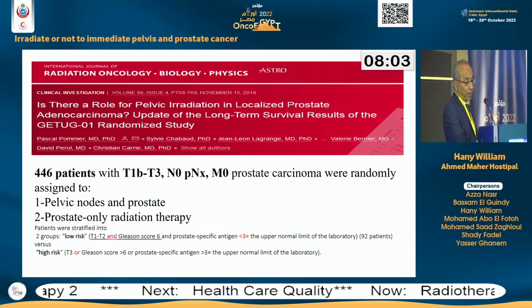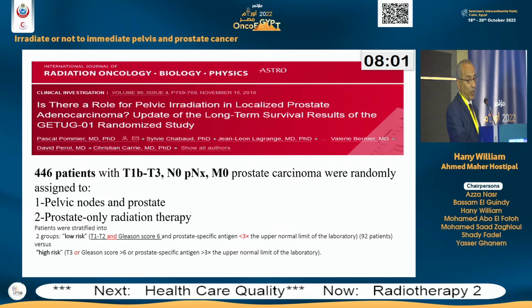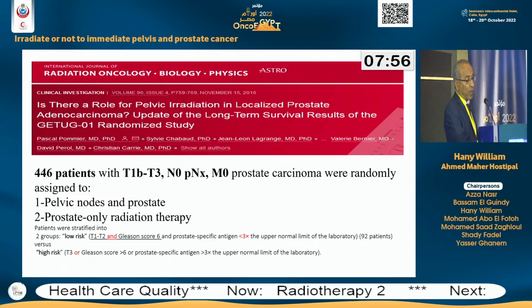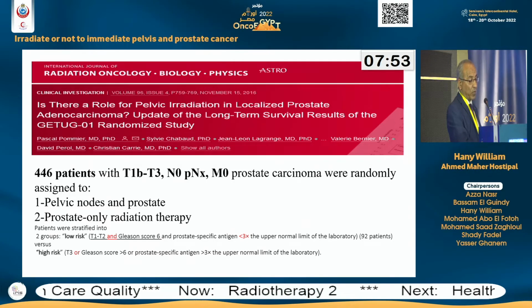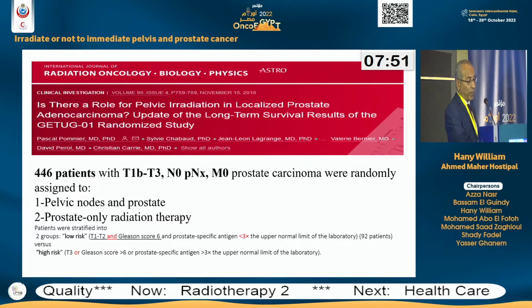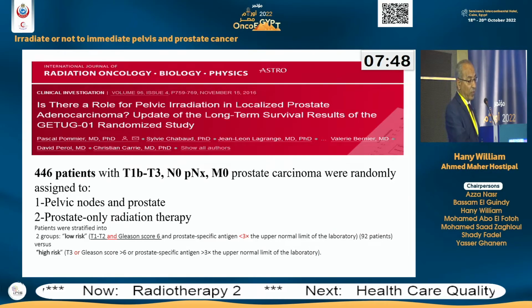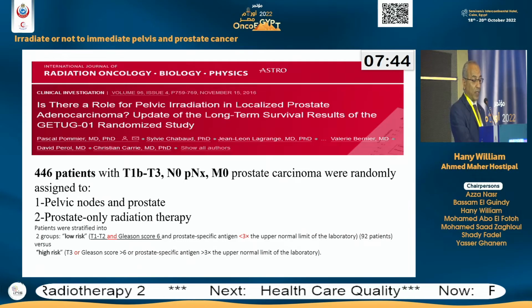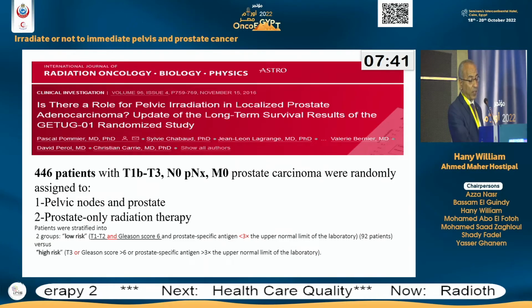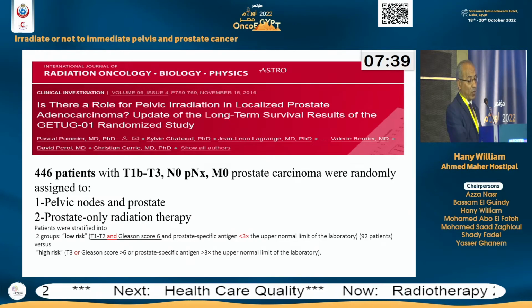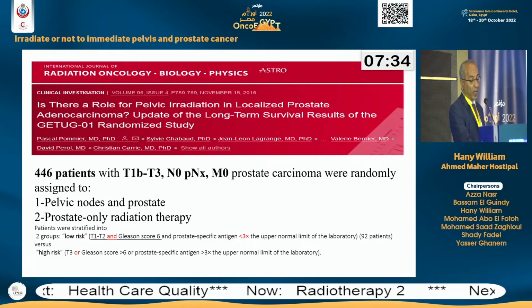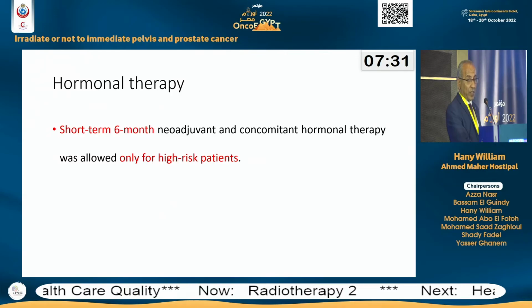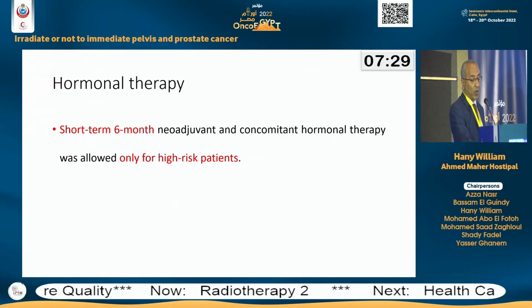The French study examined the role of pelvic irradiation in localized prostate adenocarcinoma, with more than 400 patients, assigned to pelvic node plus prostate or prostate-only radiation therapy, and patients were stratified into low risk and high risk. High risk was T3 or Gleason more than 6 or PSA more than 3 times the upper normal, and low risk was early T1 and T2, Gleason 6, and PSA less than 3 times upper normal. The hormonal therapy in this trial was 6 months only for high risk.